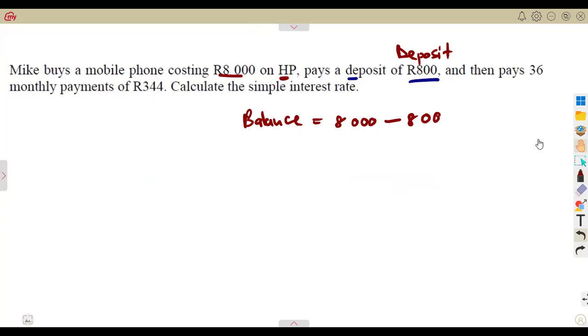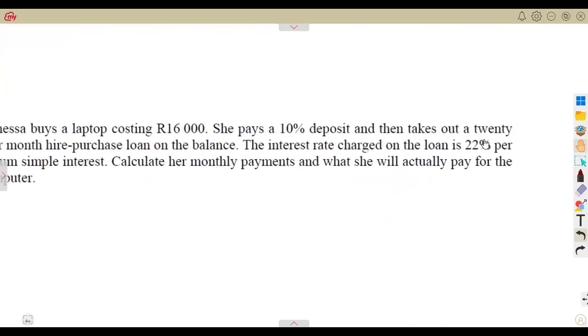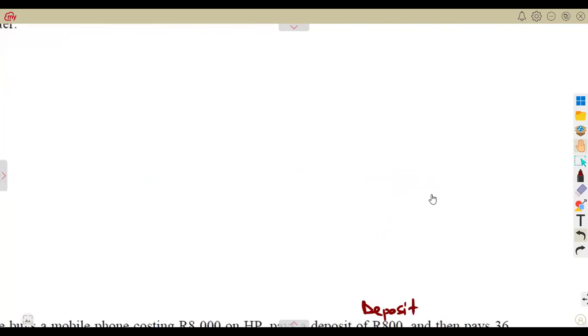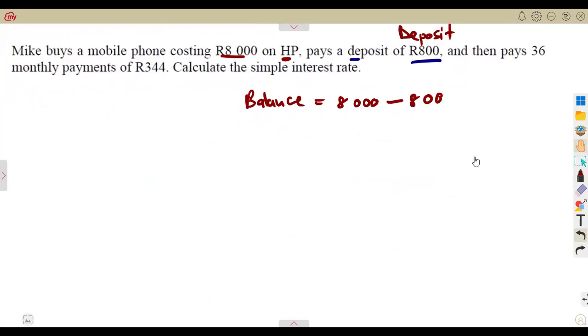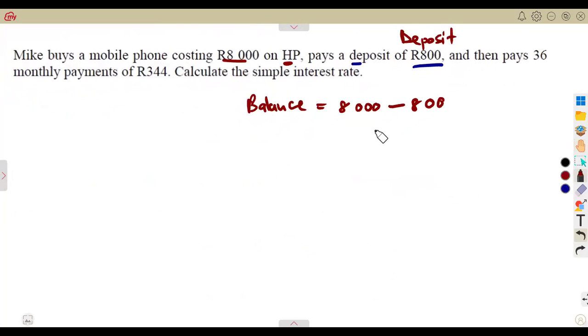Already it's calculated. It's different from the one where you're given a percentage, then you calculate the percentage, then you subtract. Already here, they calculated the deposit for us. So the difference in this case is going to give us the balance, which is 7,200. That is what we can get from these two.